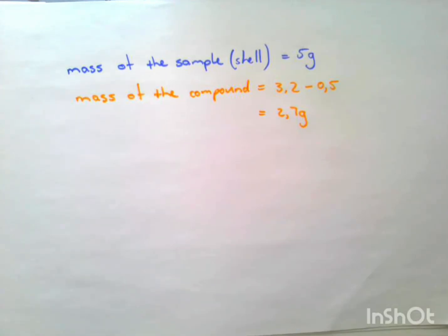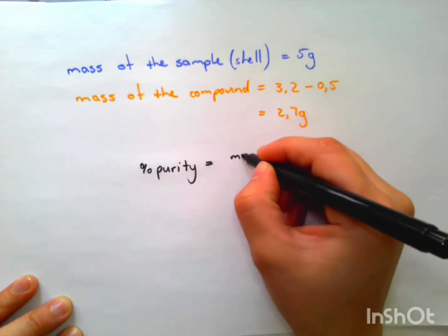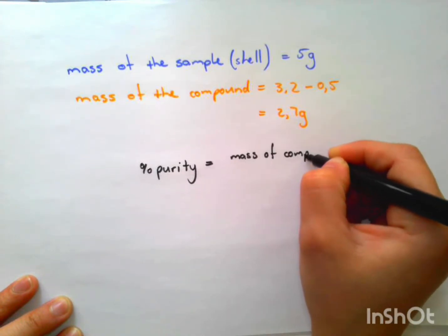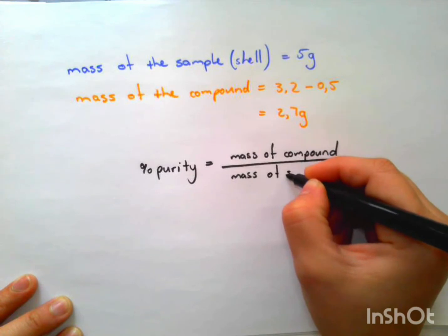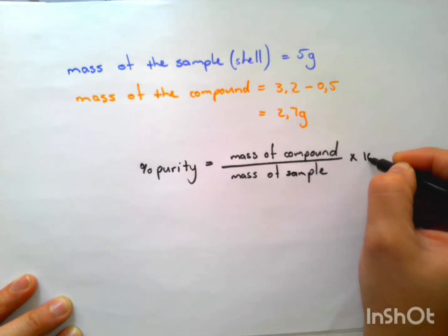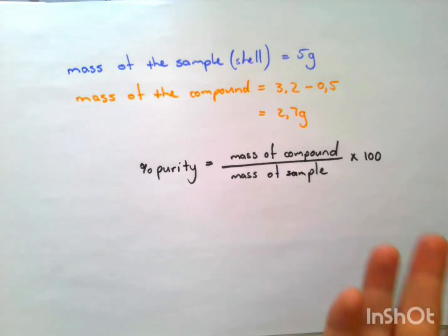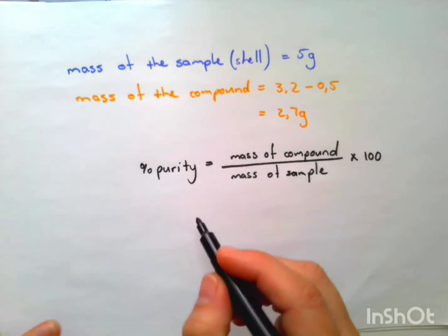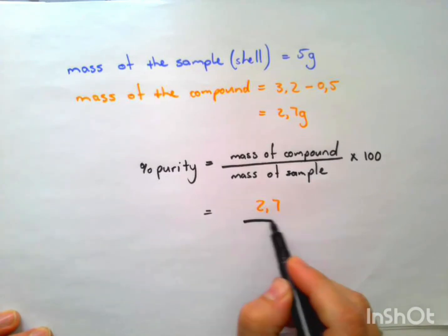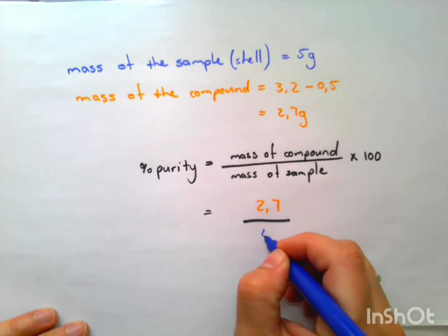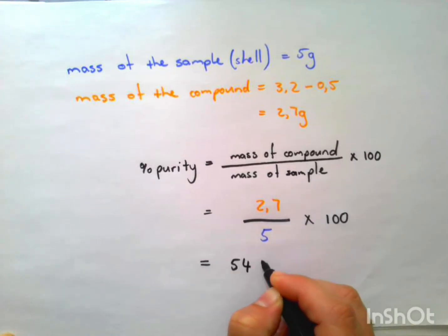All right. Now we write down our formula. So percentage purity is equal to the mass of the compound divided by the mass of the sample. And obviously it's percentage, so we multiply it with 100. Now, if ever you are wondering which goes where, and it's not obvious, the smallest one goes at the top. Okay. So in this case, the mass of the compound is 2,7 divided by 5 times 100. And that is going to give us 54%.